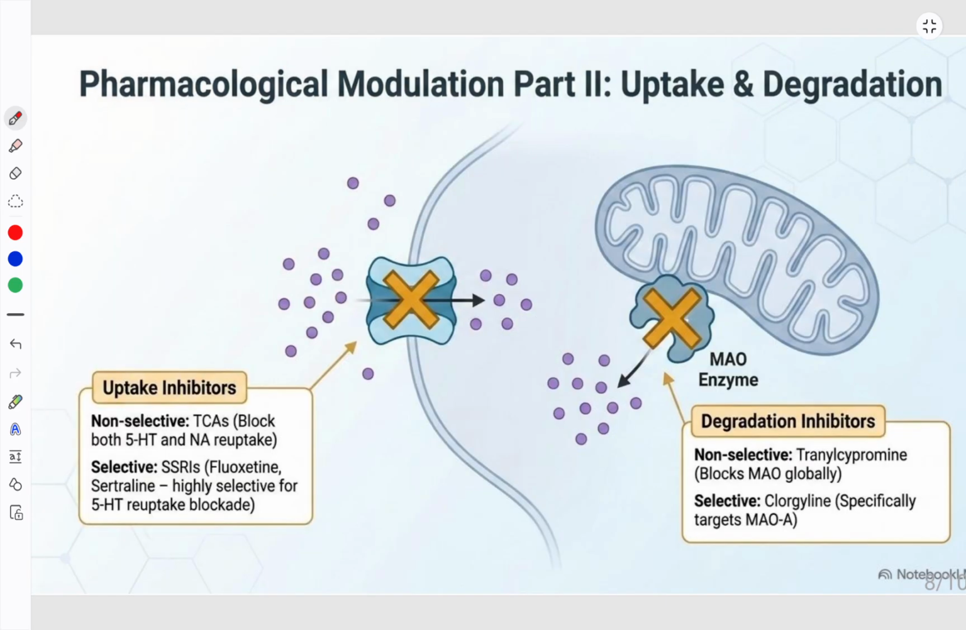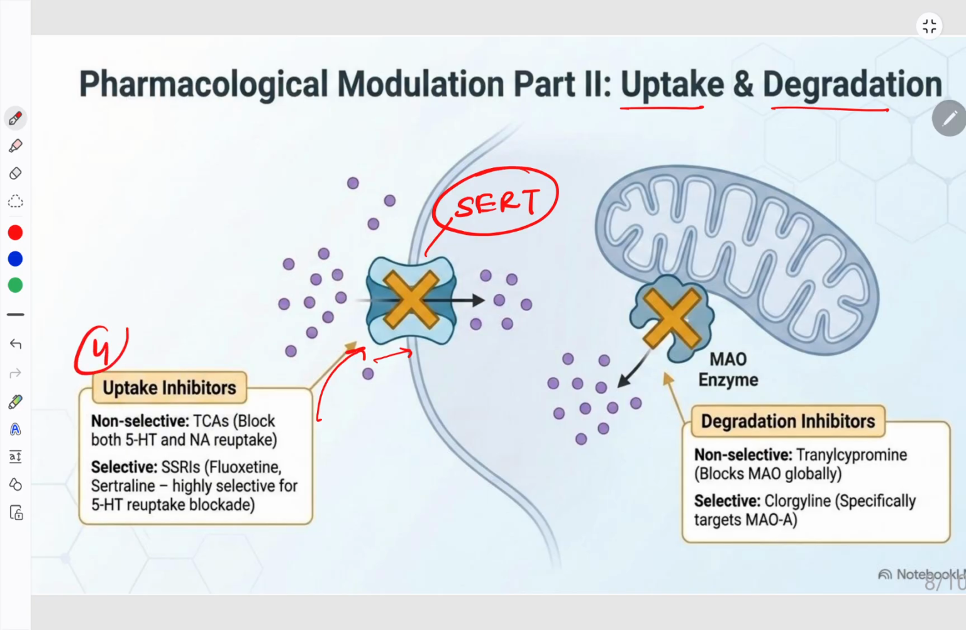Another strategy of pharmacological modulation is by targeting its uptake and degradation. As you know, before it can go into the vesicle, it has to be uptaken either in the neuron or in the cell, and the transporter involved in this process is known as SERT, or serotonin transporter. There are drugs which are known as serotonin uptake inhibitors. They include non-selective inhibitors like tricyclic antidepressants, which can inhibit the uptake of both 5-HT as well as noradrenaline.